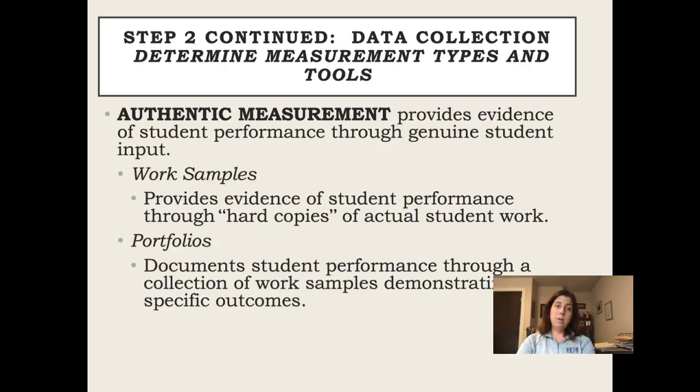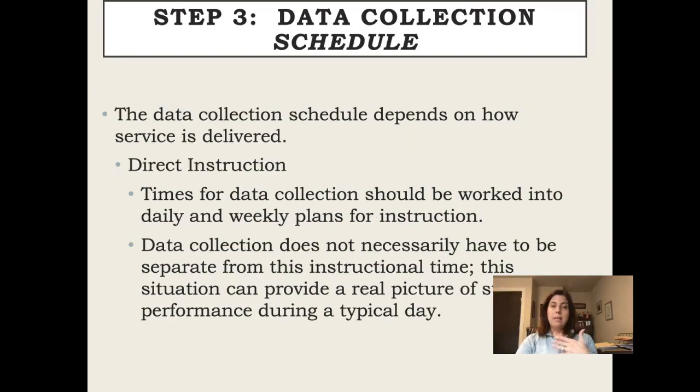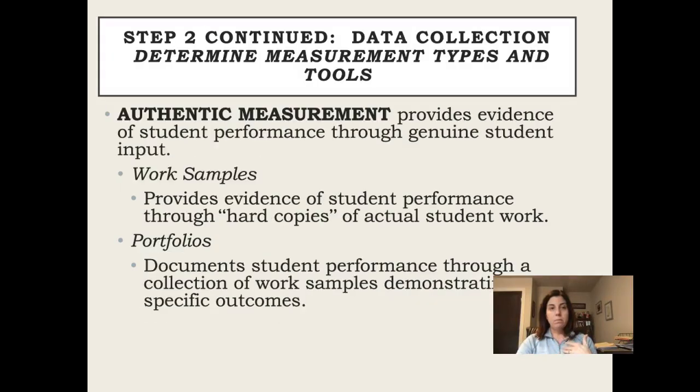And then authentic measurement is providing evidence of student performance through student input. So that's, in previous modules, we showed examples of portfolios and work samples. So that's what we're talking about here. So that's documenting student performance, so like collecting all of these things. And there's so many different ways that you can do portfolios. But putting that together, and that's really showing, so it's pretty similar to direct measurement, but you're actually showing that performance in a measurable way. And that's really a very common way too.